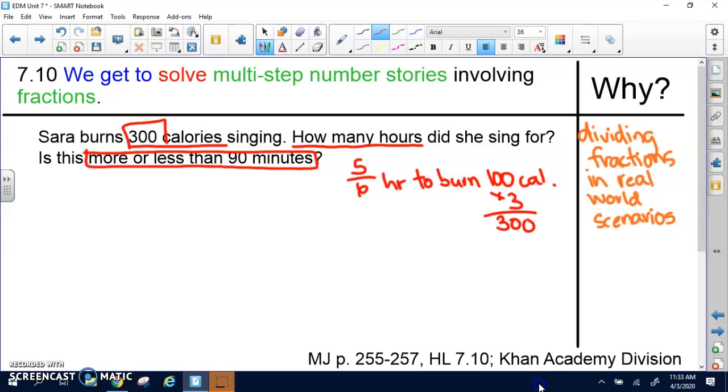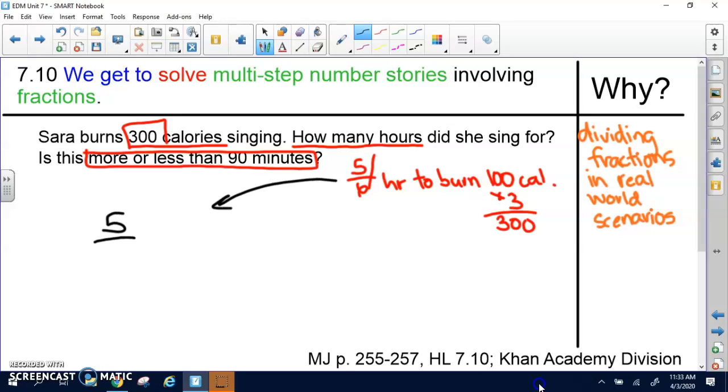So the idea here is that I'm taking this 5/6, multiplying it by 3. Of course, I'll just take that 5/6 and move it down here. 5/6. And I want to multiply it by 3 to find out how long it took. I'll multiply the numerators. 5 times 3 is 15. And then that denominator stays the same. So it takes her 15/6 of an hour to burn 300 calories.